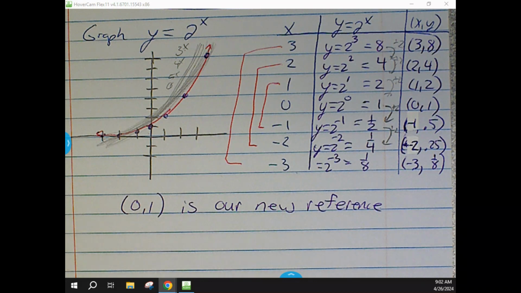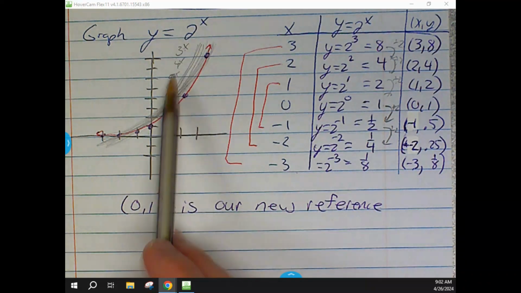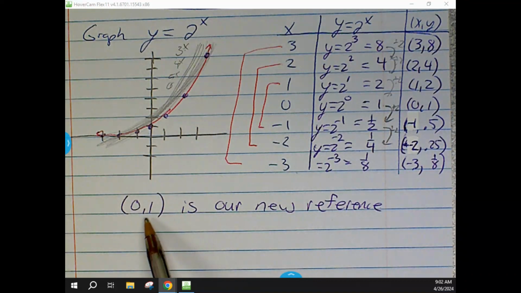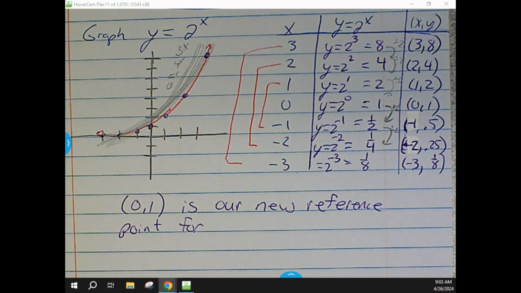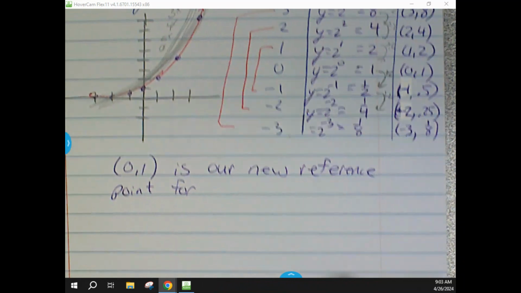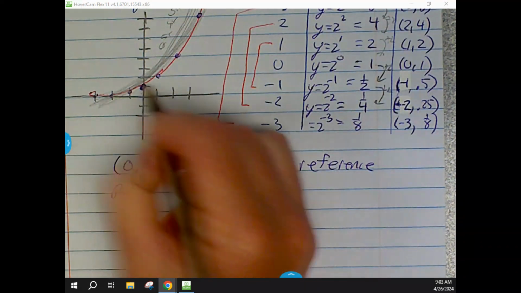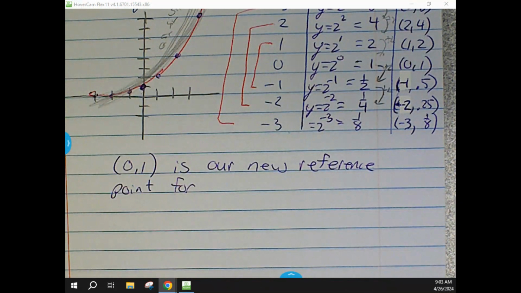Exponential is different because of the way it works. If you plug in 0 to a basic exponential graph, then you're always going to get 1 for the answer. So everything we're doing from now, you've got to think that 0, 1 is our new reference point. Instead of everything going back to 0, 0, everything is going to go back to 0, 1, and that's going to be our reference point of where we're going to move up, down, left, right when we get there.